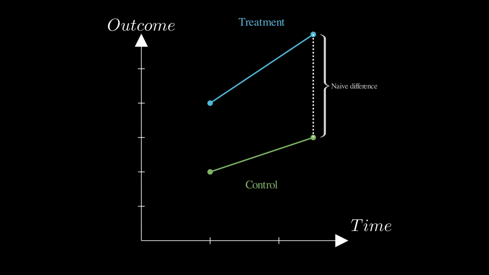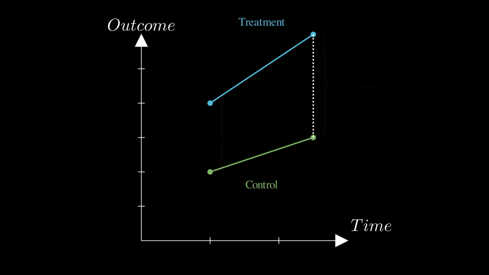A second idea would be to compare the treated unit in the post period to the control unit in the post period. This would account for the fact that other things are happening over time. But this also has a problem because it ignores any differences between the treated and control units in the pre-period.